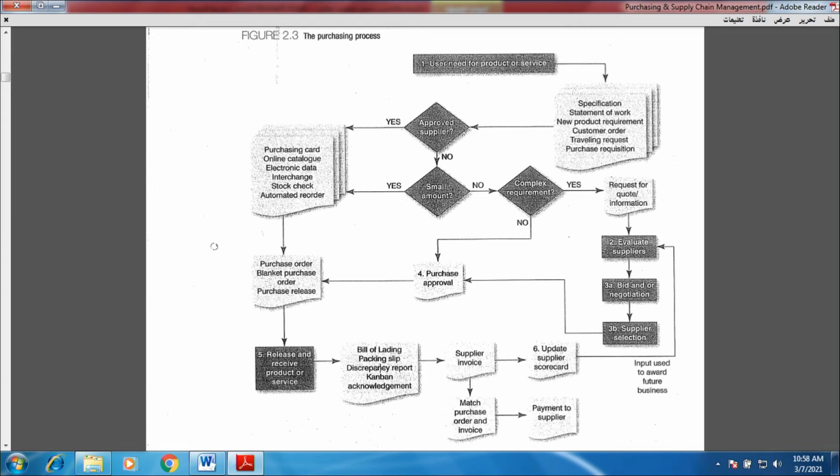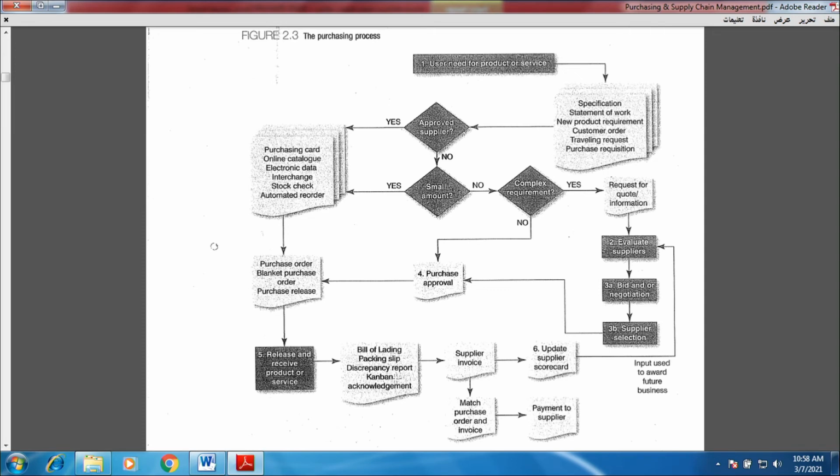For example, I ask for materials with the white color, 1,000 piece with a white color. The supplier sent me the same quality materials, 1,000 piece, but they are in black color. So there is a discrepancy report.